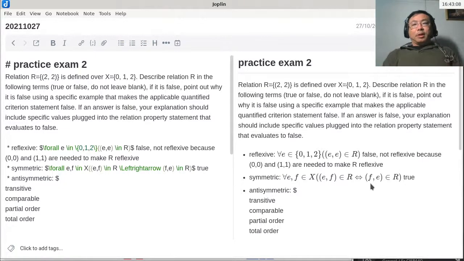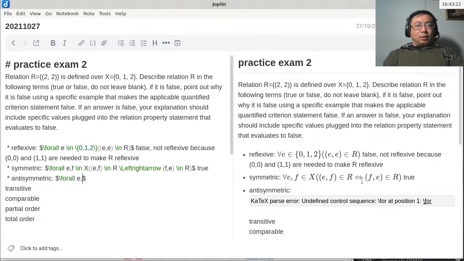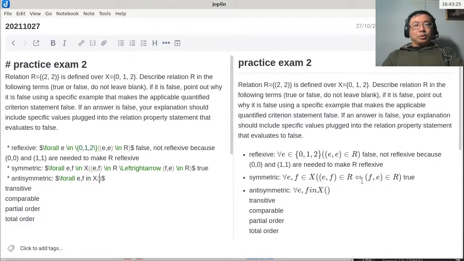The truth table of if and only if comes in handy in this case, in case people have forgotten that truth table. So with antisymmetric, it is a little bit interesting because it says for all E, F in X, which is what the relation is defined over, we basically say EF in R. I'm going to use the shorthand here because this is taking a little longer to type. I'll choose a different notation so it's easier to type. ERF is basically the same thing as EF is in R.